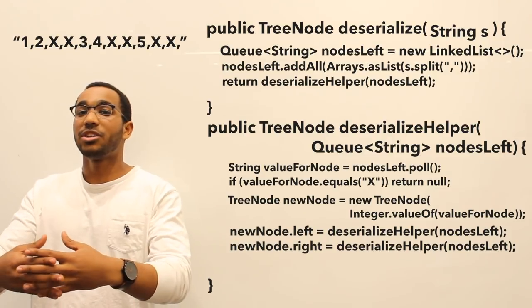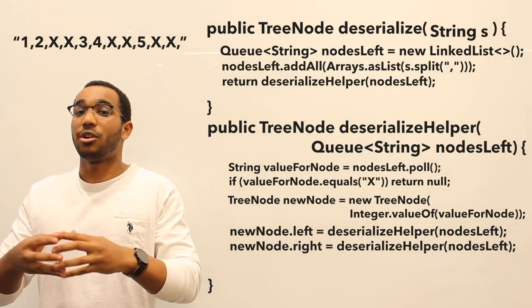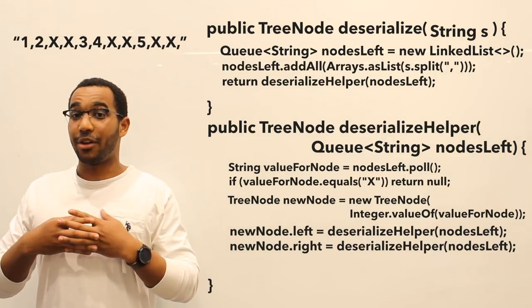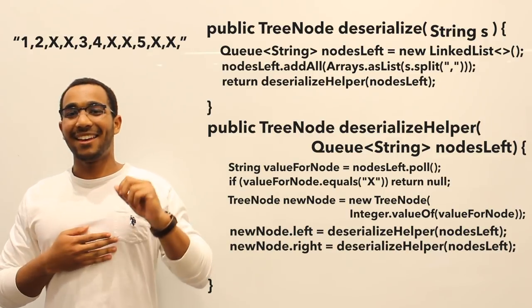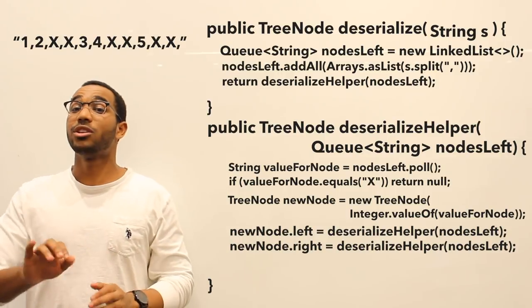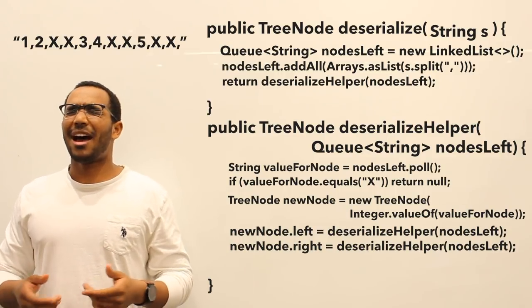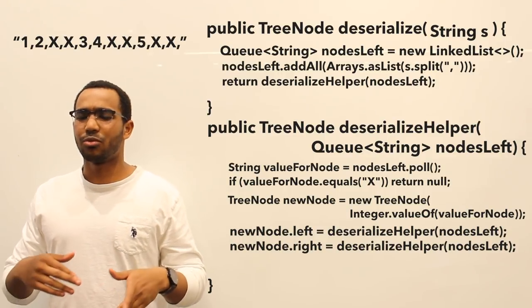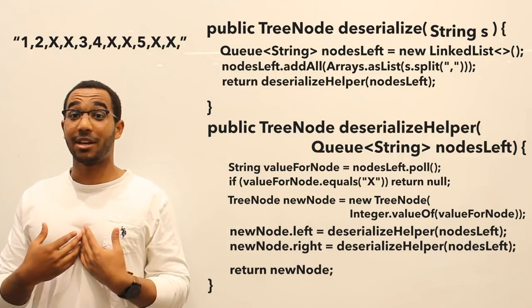Remember, all I need to worry about is myself. I turn myself into my node with a value, and then I say left. I defer whatever you need to do left, go do it. Whatever you need to do right, go do it. And then after that, what I need to do is just return myself because I've populated myself.